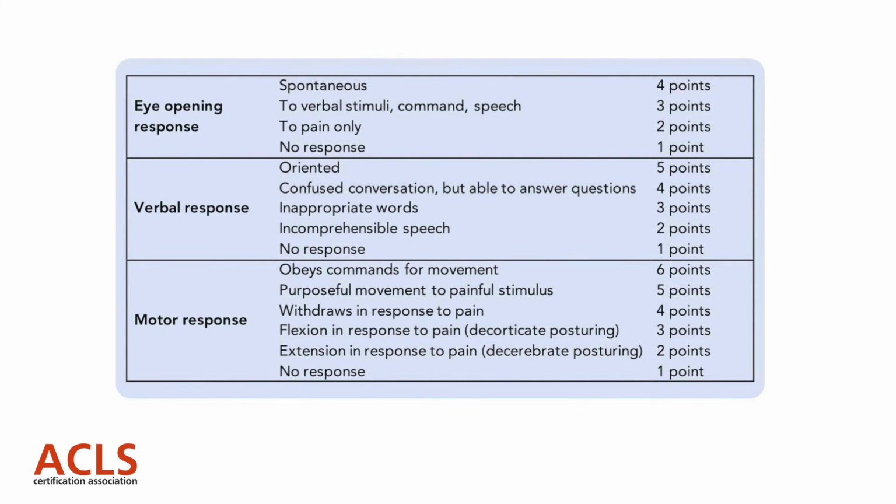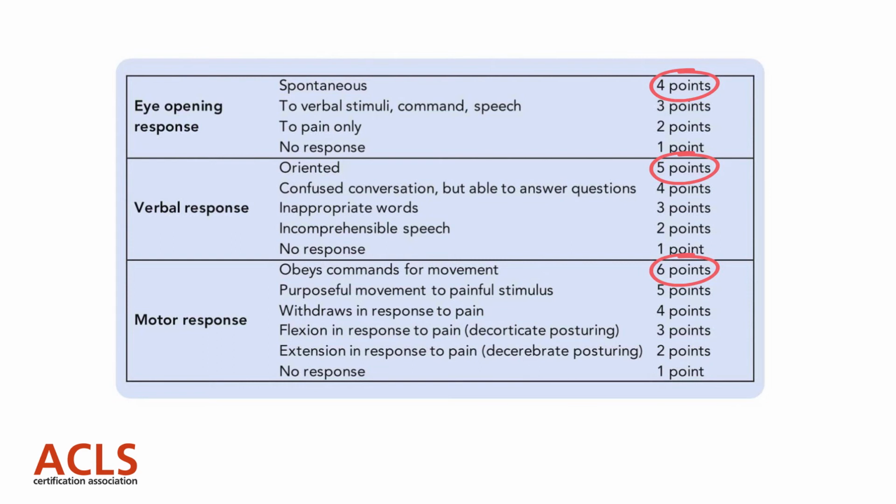So again, Glasgow Coma Scale, the highest you can get is a 15, and this is a patient who is awake and alert. Their eyes are open when you walk into the room, and they're able to follow your commands appropriately and answer all your questions appropriately. So that's the Glasgow Coma.